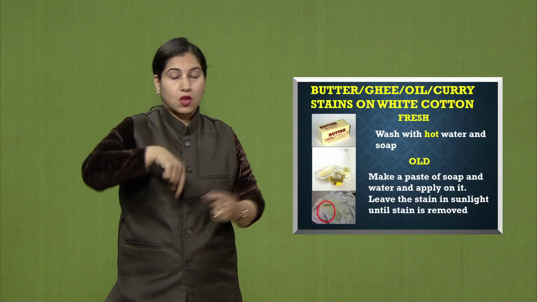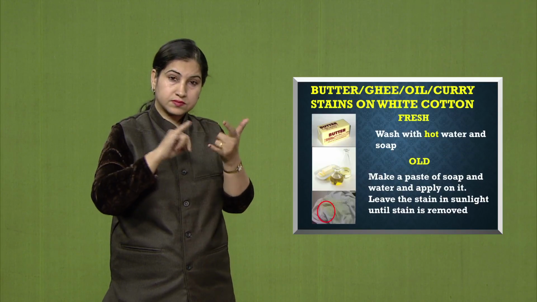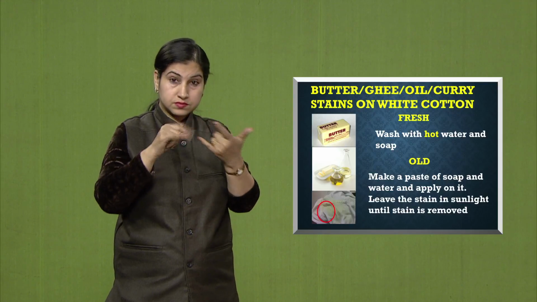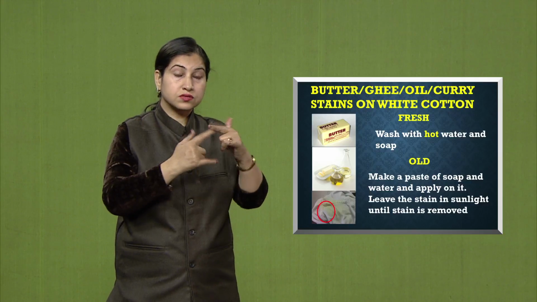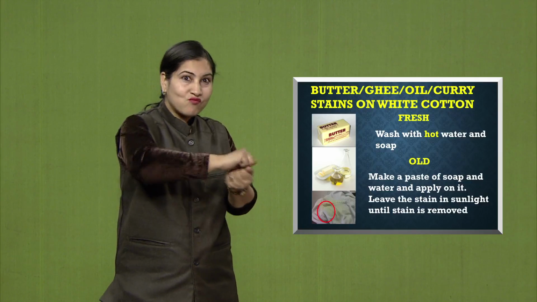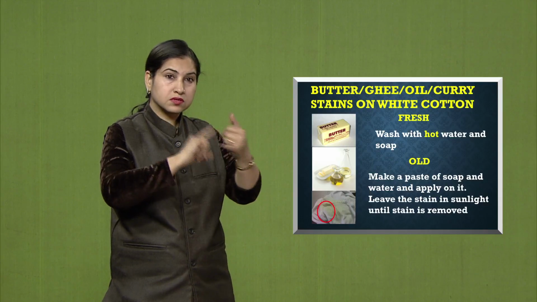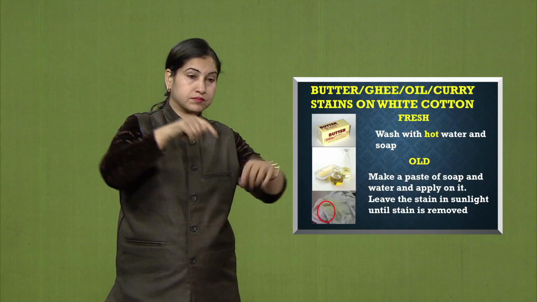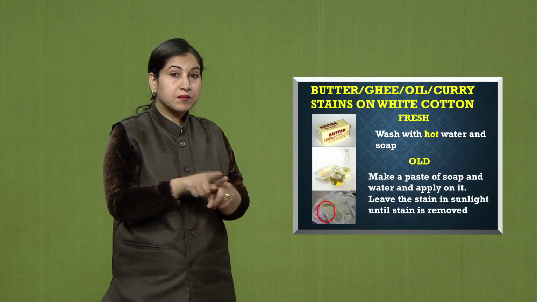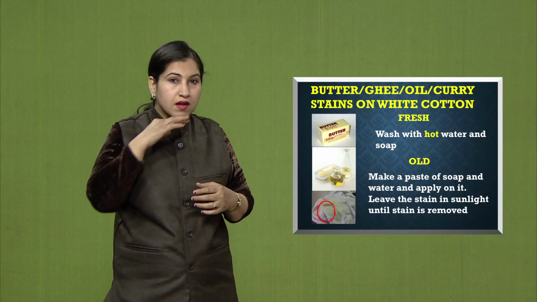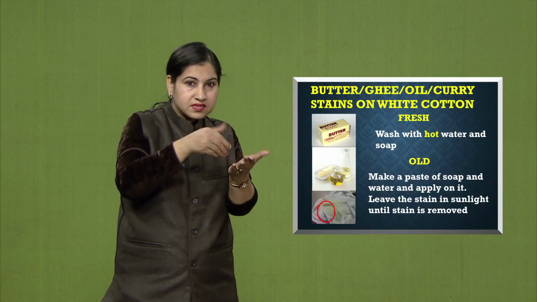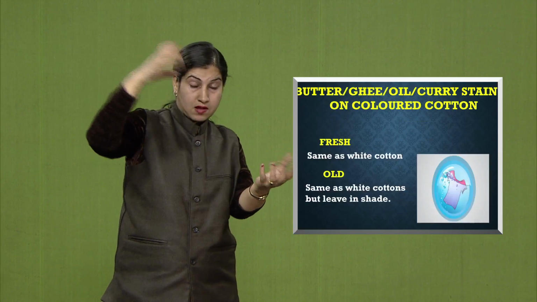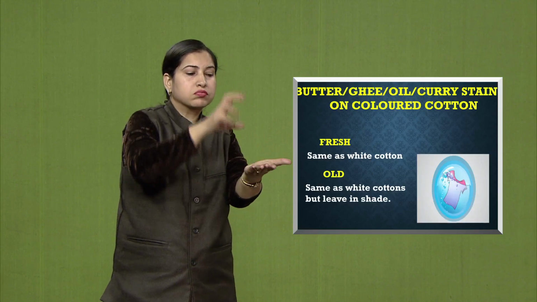Now we will talk about grease stains, or we can say, how can we remove grease stains? For removing fresh stains from white and colored cotton cloths, you must wash with hot water and soap, and dry on grass or shrub or plant in the sunlight. And for old grease stains from white and colored cotton cloths, you need to make a paste of soap and water and apply it on the stain. Leave it wet in the sunlight until it is removed.